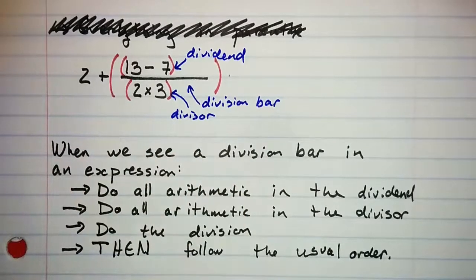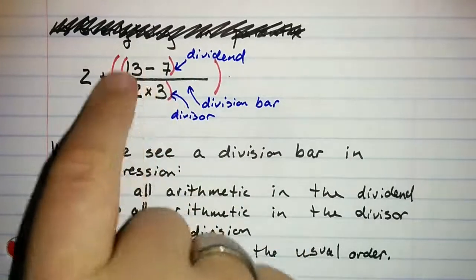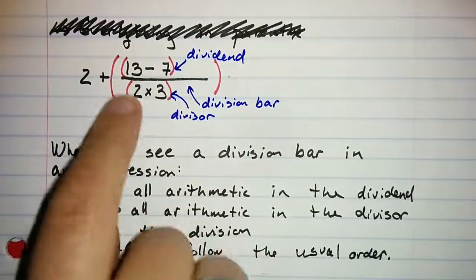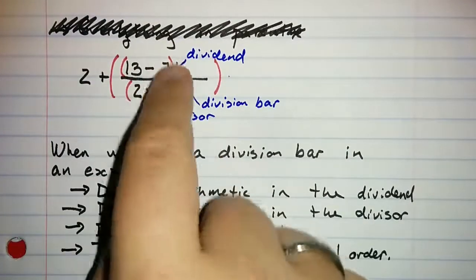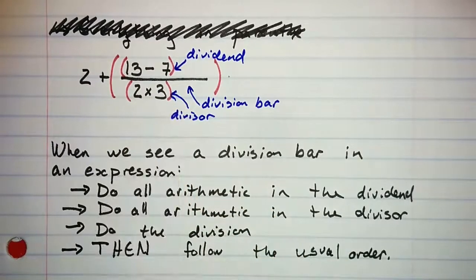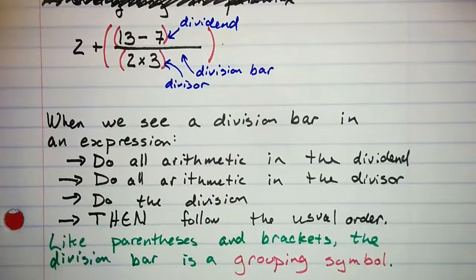If we see a division bar inside of a larger expression, we should do all of the arithmetic in the dividend, do all of the arithmetic in the divisor, actually do the division, and then go on to follow the usual order. Like parentheses and brackets, the division bar is a grouping symbol. It tells us to violate the usual order of operations and do the things that it has grouped together first.